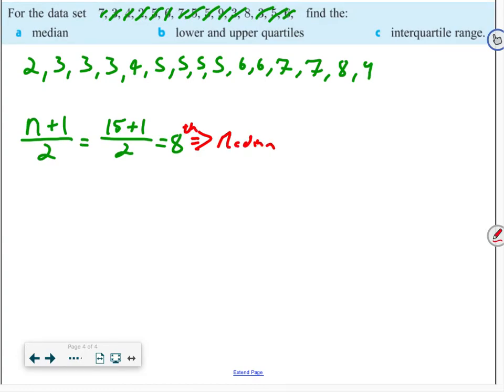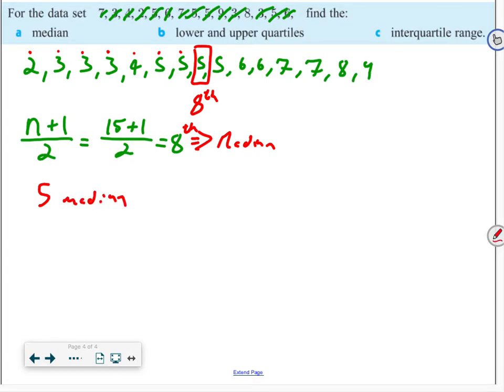So that's after we've put them into an organized list. This is the first, second, third, fourth, fifth, sixth, seventh. That 5 there is my 8th number, which is my median. So 5 is the median of this data set.